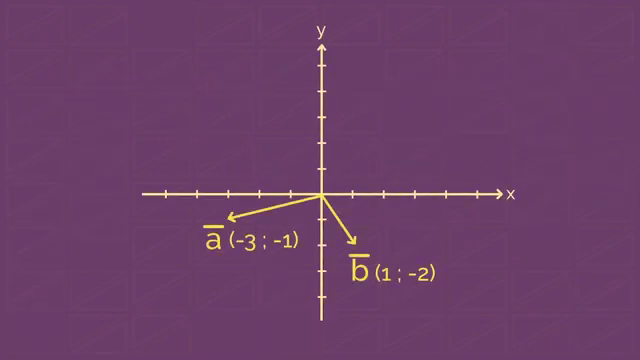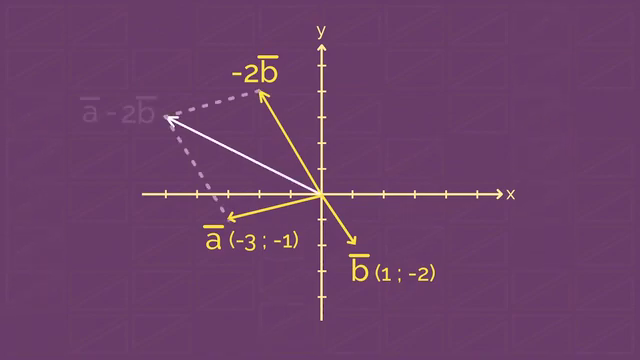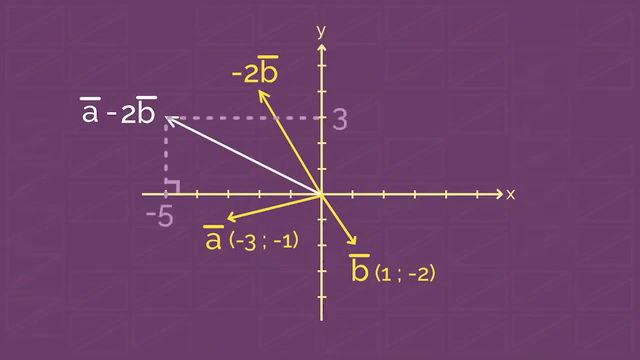Now let's look at what happened on the coordinate plane. First, we found vector negative 2B. Then we added vector A and vector negative 2B. After that, we used the Pythagoras theorem to find the length of that vector.